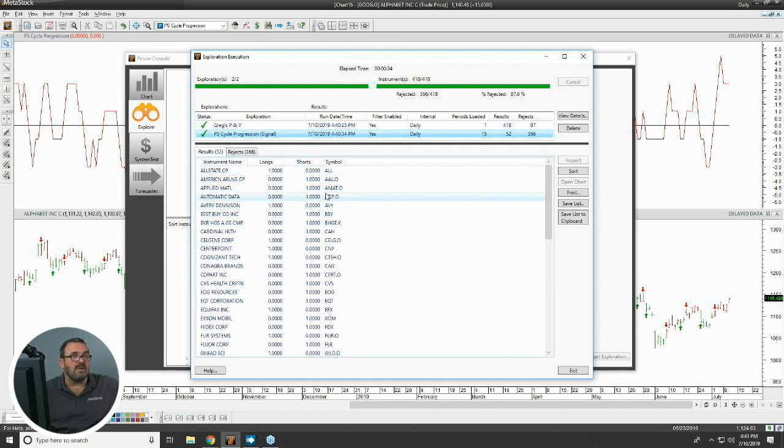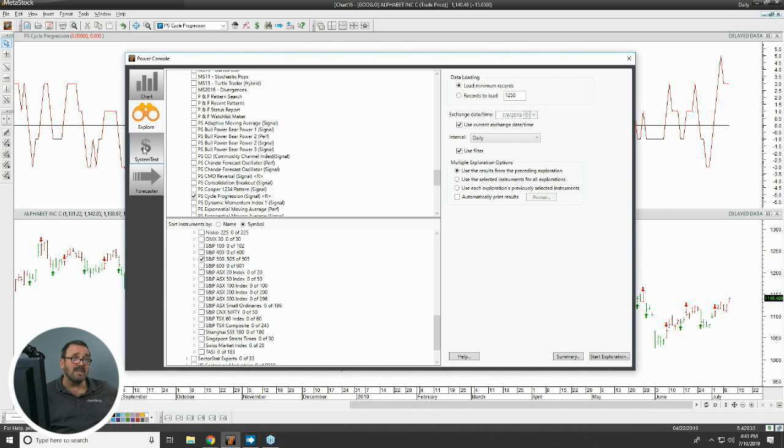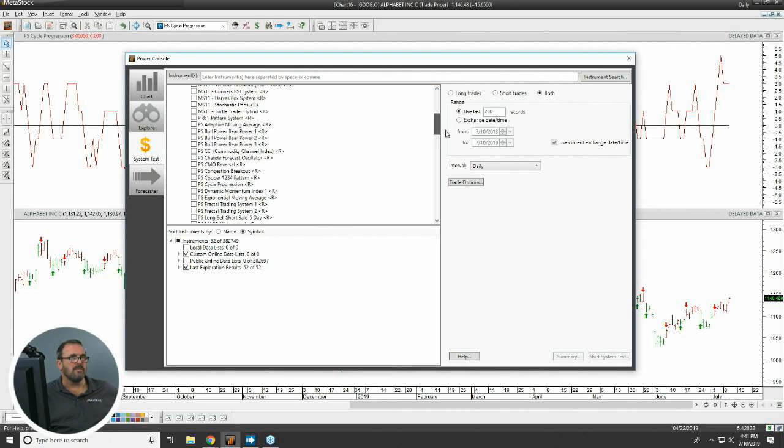Now, I've got basically 52 securities here, and I could run through these one at a time to check them out and see which one looks better, and there might be a value to that, but you are probably in more of a hurry than to look individually at that many securities, especially if you're doing this every day. So what I like to do is just go back out and run a system test against the report that I just did. I'll clarify what I'm doing.